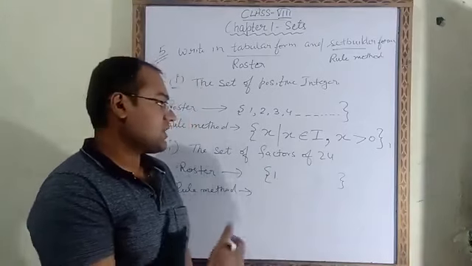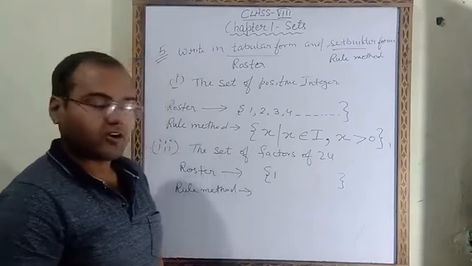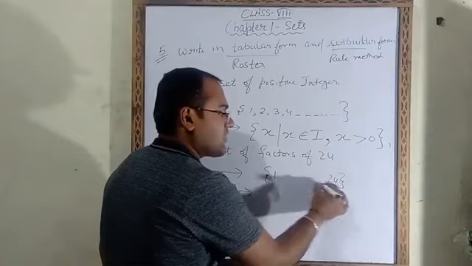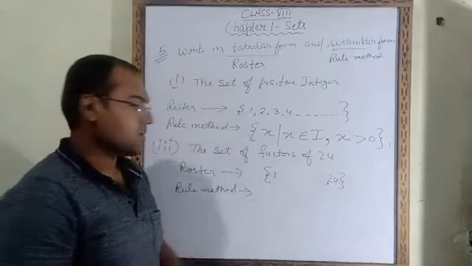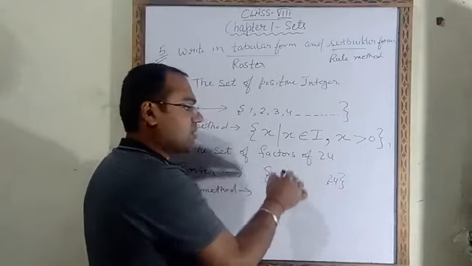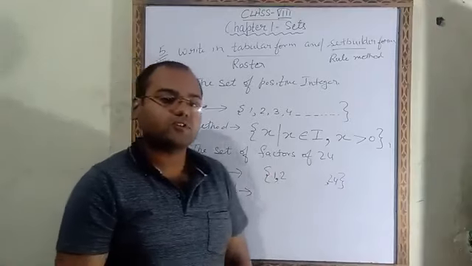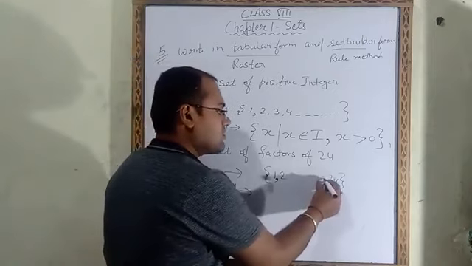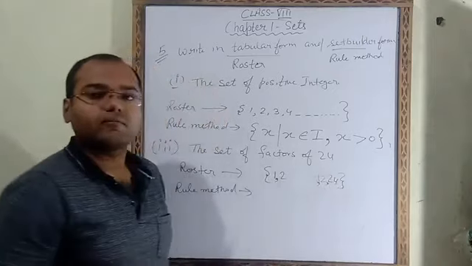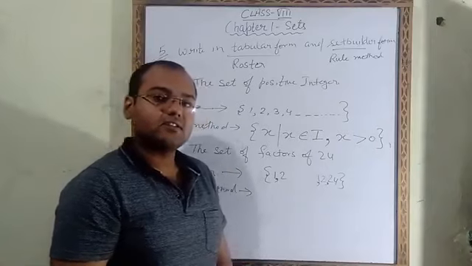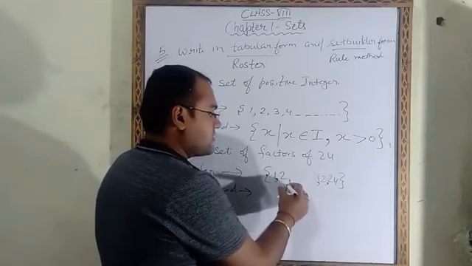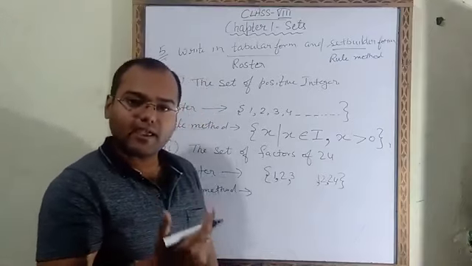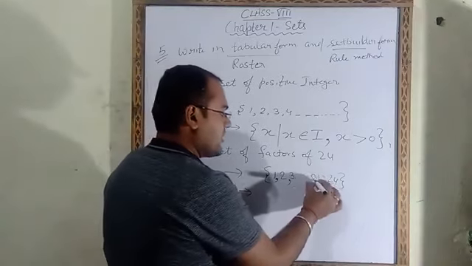How many times will it come in the table of 1? 24 times. 1 24 ja 24. That means 24 is also a factor of 24. Next, in the 2 table also 24 is coming. How many times will it come in the 2 table? 2 12 ja 24. That means 12 is also a factor of 24. Next, the 3 table. 3 8 ja 24. That means 3 is also a factor and 8 is also a factor of 24.